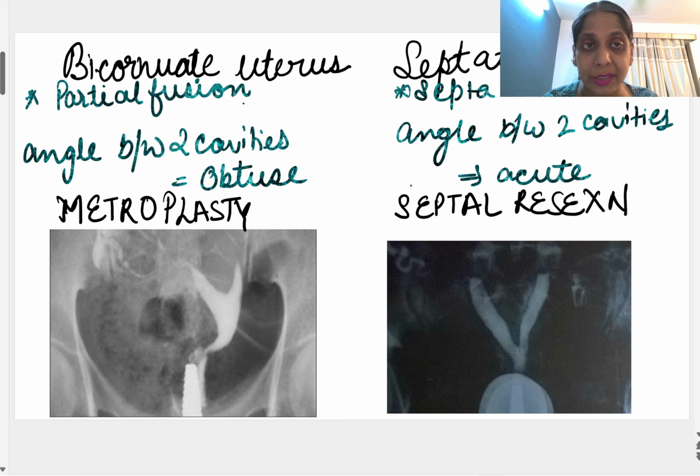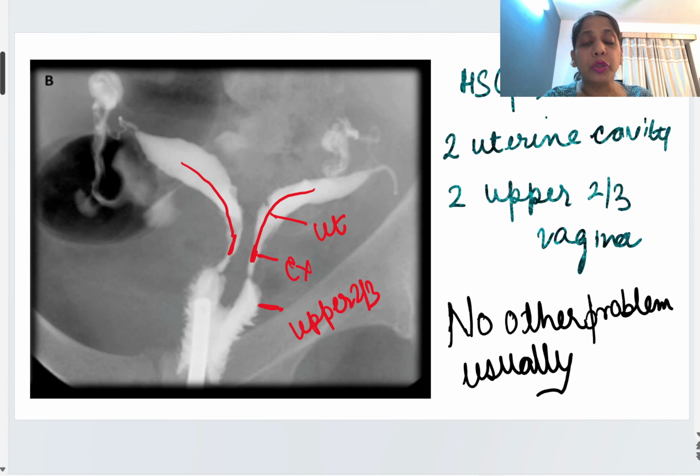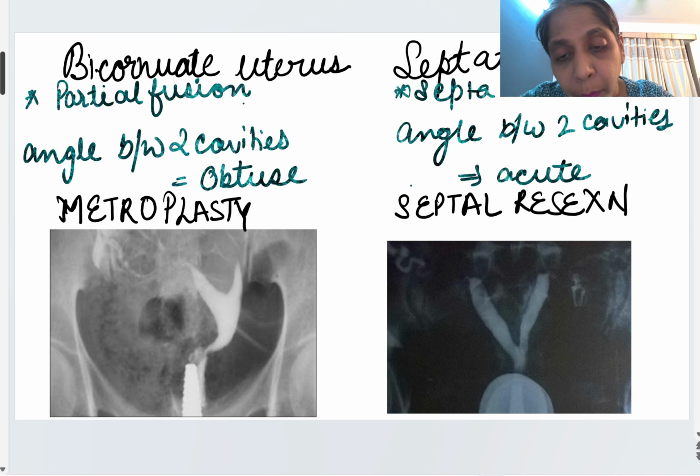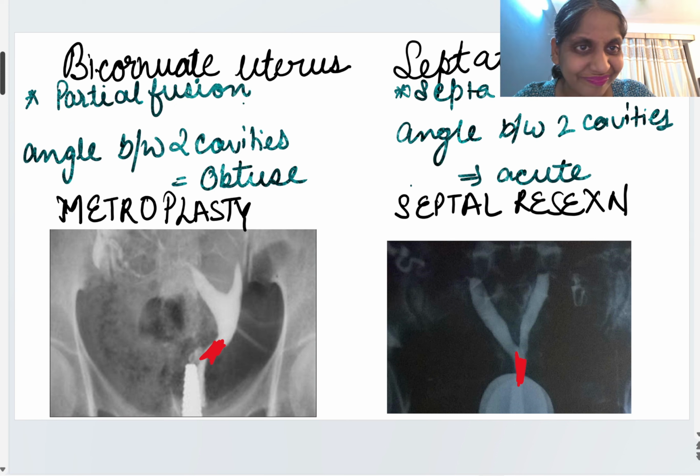Two uterine cavities, one cervix, one upper two-third vagina, but in the uterus didelphys, there are clearly two cervix and two upper two-third vagina. But in the case of the bicornuate uterus, see, both are having one cervix, one upper two-third vagina, right? And there are two uterine cavities. Now, how to differentiate on HSG?